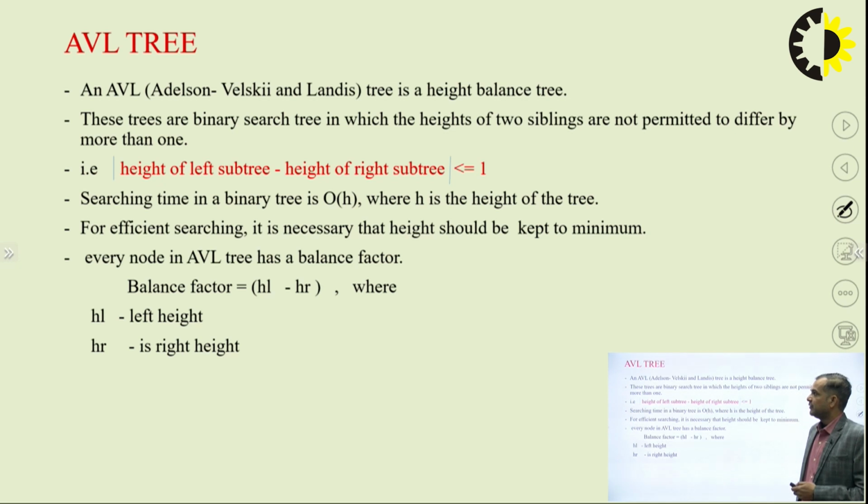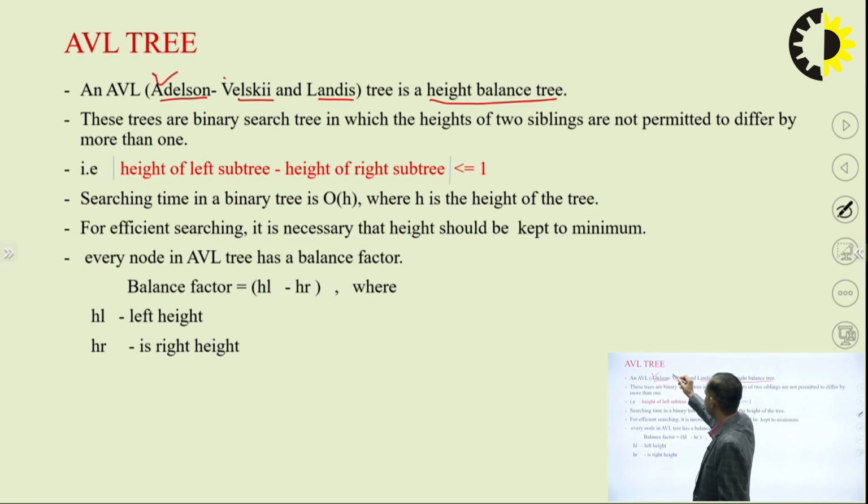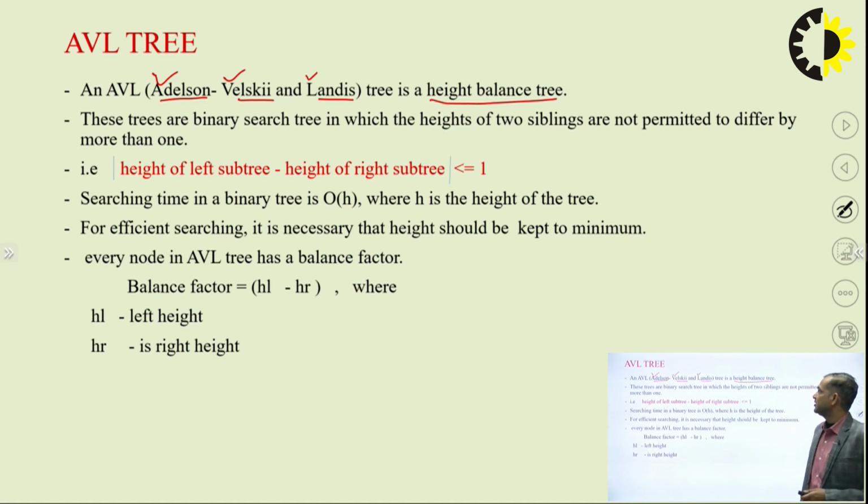So what is an AVL tree? AVL tree is known as a height balance tree, and these are the three scientists who discovered the AVL tree, and their first names give A, V, and L, that is the AVL tree. So AVL tree is also known as the height balance tree.